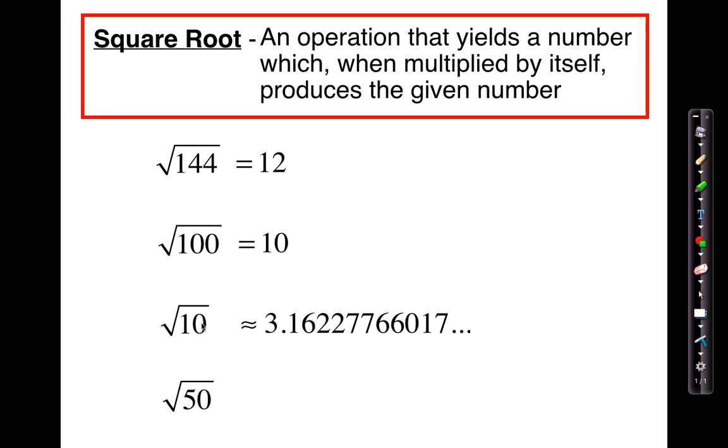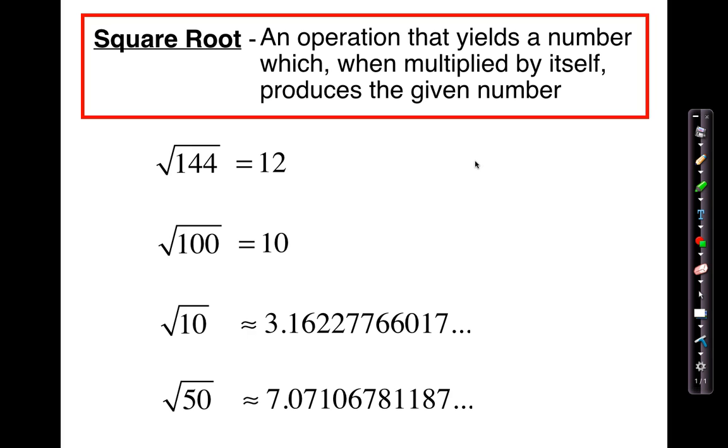Same thing with the square root of 50. There's not a number that I can multiply by itself that will give me 50. In fact, it's approximately 7.071067811187. It's not repeating and it's not terminating.